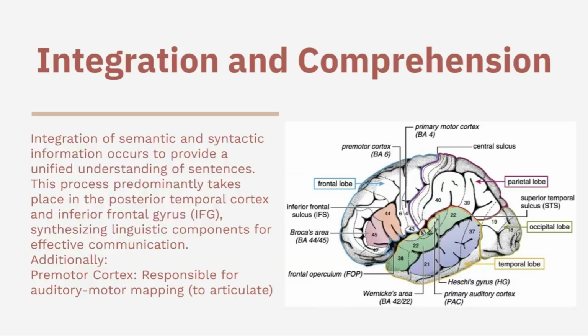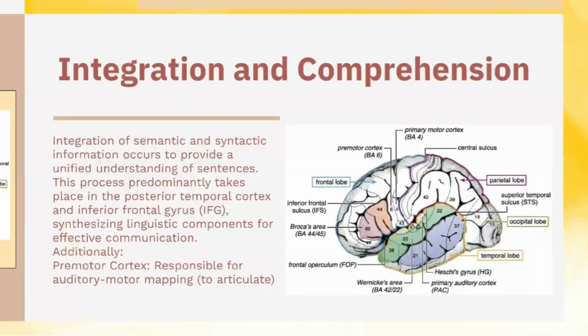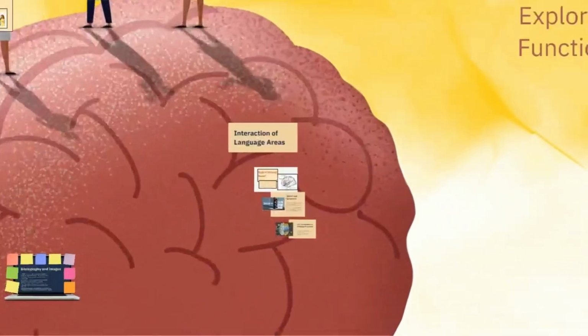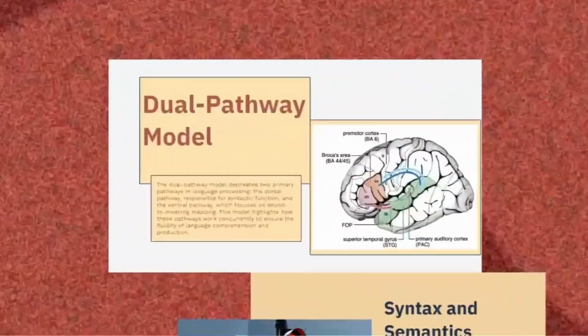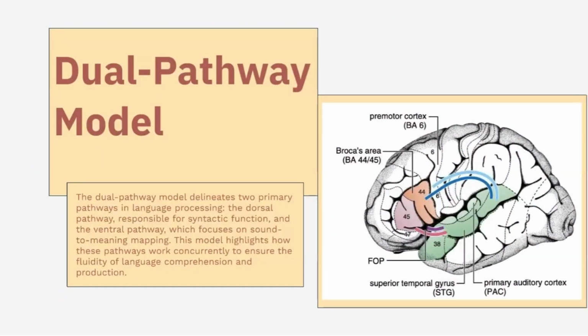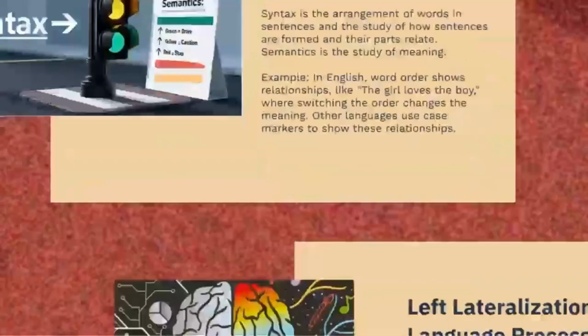But how do all these areas interact? Well, there are various theories for that, but the one that gained the most neuroscientific backup is the dual pathway model. So let's think of our brain's language system like having two highways: the dorsal highway that handles grammar and syntax, and the ventral highway that connects sound to meanings.